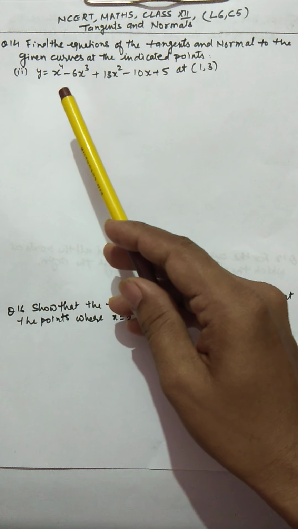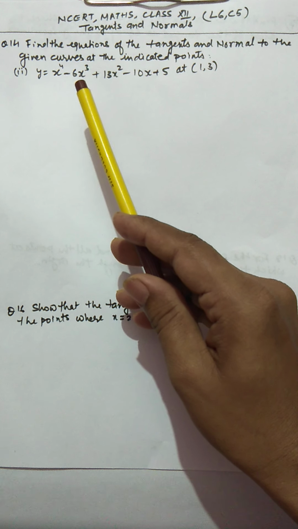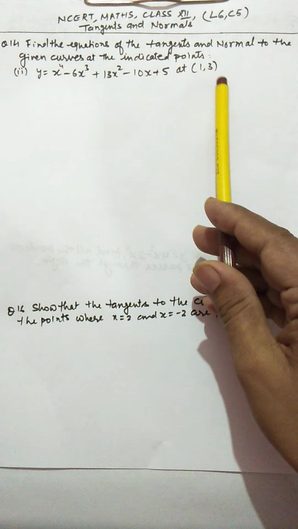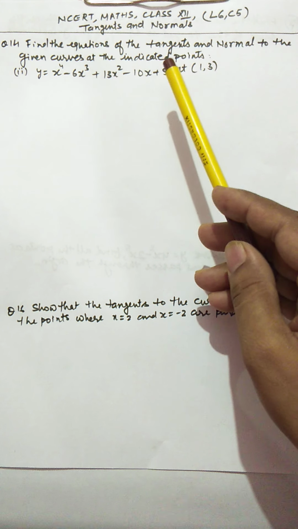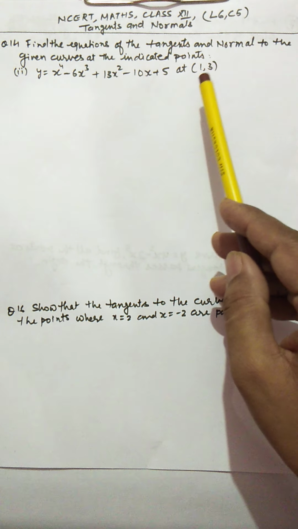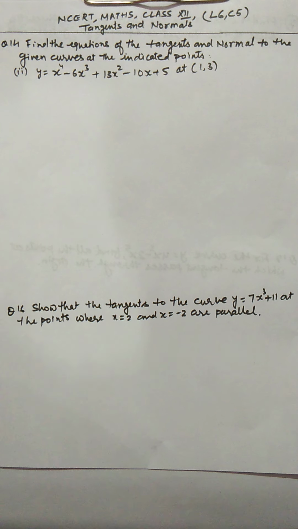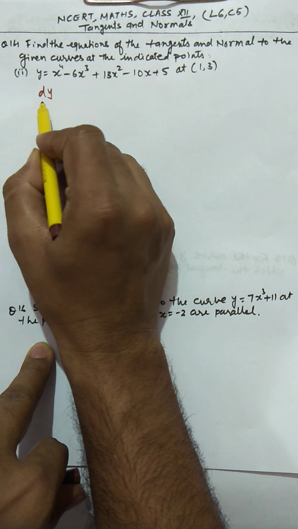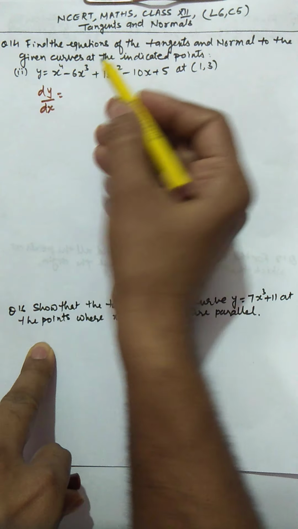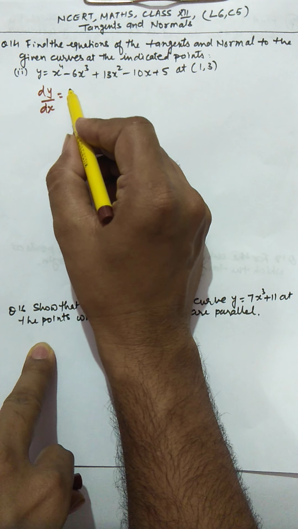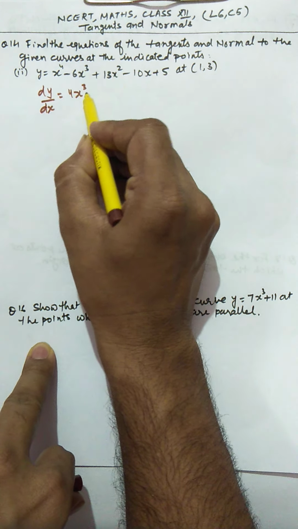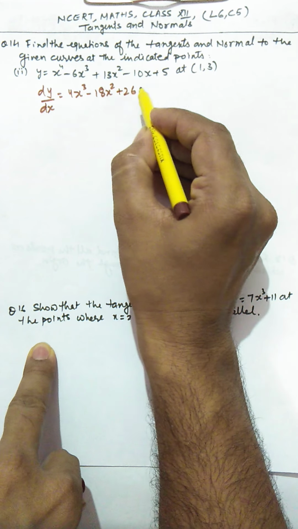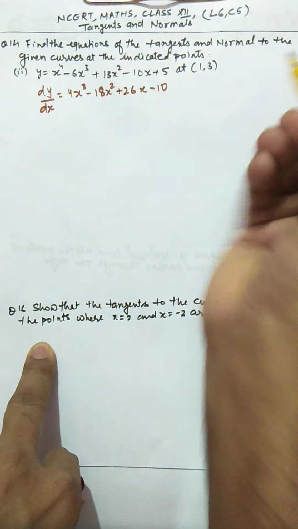This is y equal to x to the power 4 minus 6x cube plus 13x square minus 10x plus 5 at 1, 3. You have to find the tangent and normal at this point 1 comma 3. So we'll first differentiate this function with respect to x. So this is dy by dx, and x to the 4 will become 4x cube minus 18x square plus 26x minus 10.